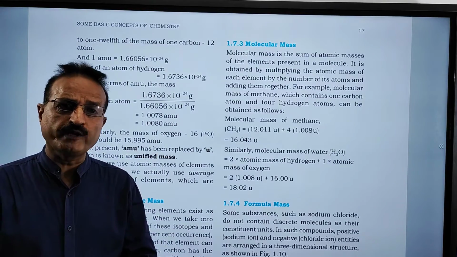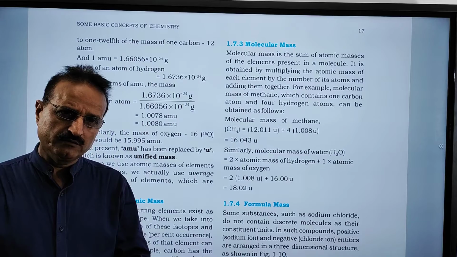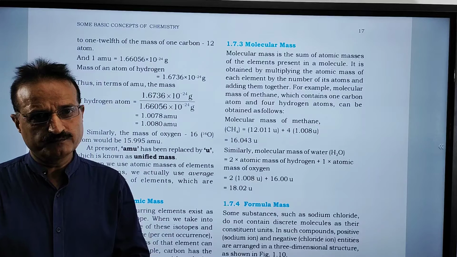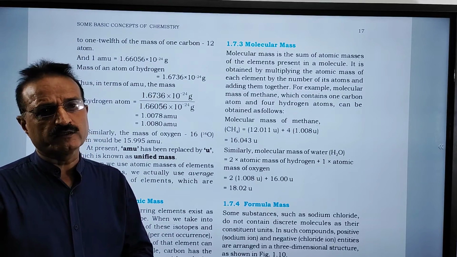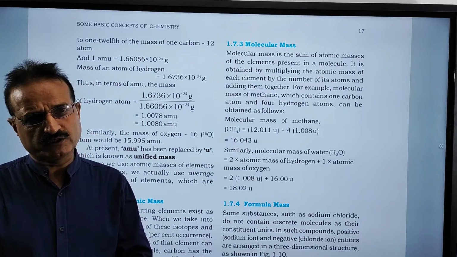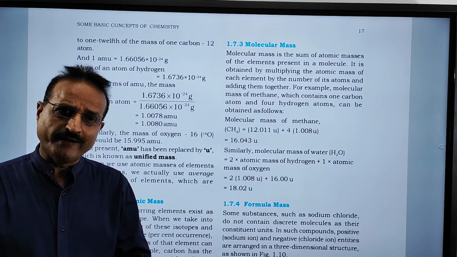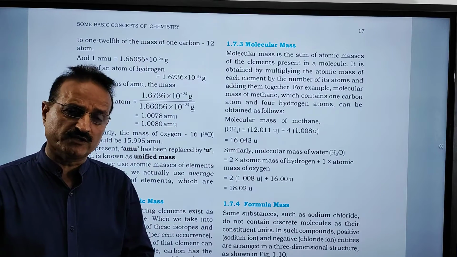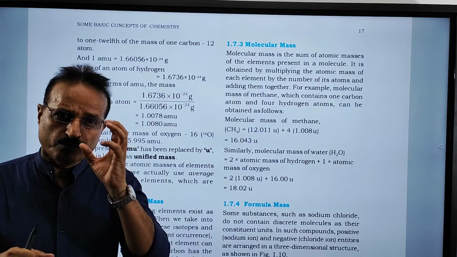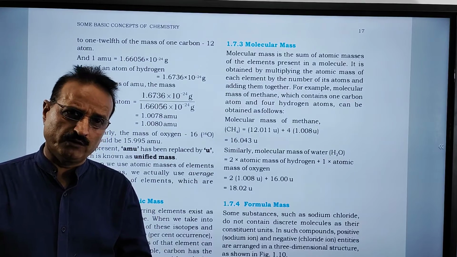A molecule is a combination of elements by chemical reaction. Suppose we have H2O. H2O is the molecule obtained by the chemical reaction of hydrogen and oxygen. Suppose methane. Methane is a molecule. When carbon and hydrogen react with each other, we get the molecule methane. So before we start molecular mass, we must understand what a molecule is.